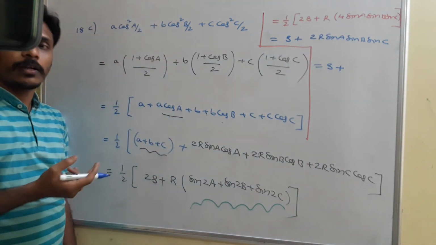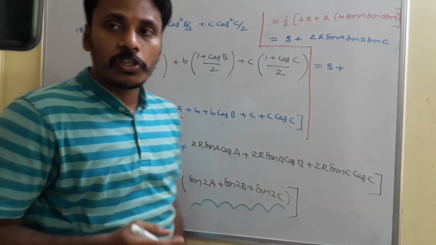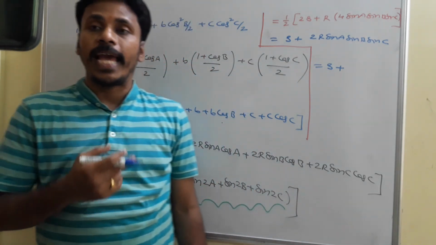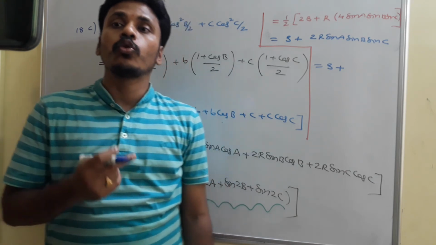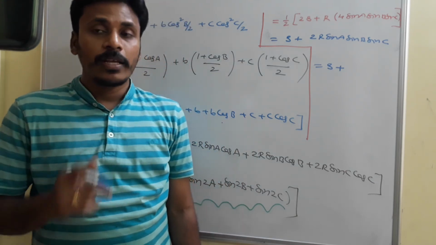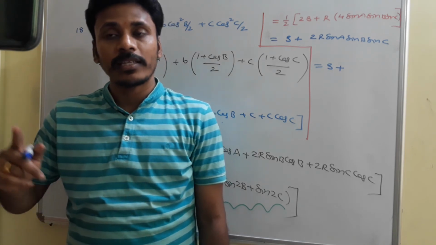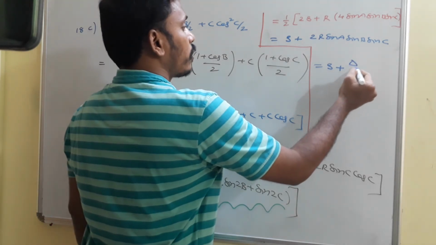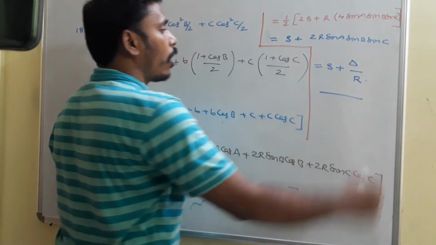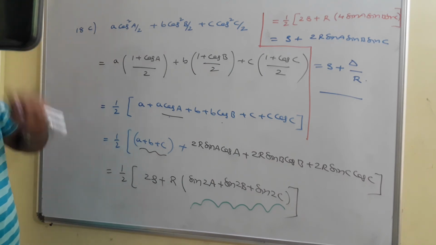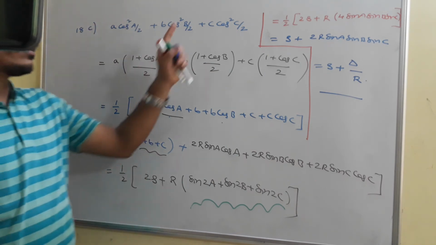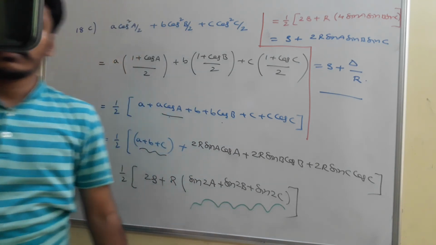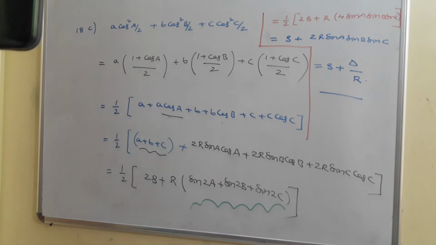sin a sin b sin c is what? Already in the 16th point I mentioned a rule for area delta with respect to the three angles, as delta is equal to 2r square sin a sin b sin c. Since delta is 2r square sin a sin b sin c, 2r sin a sin b sin c is delta by r. So this is simply s plus delta by r. And at the end, a cos square a by 2 plus b cos square b by 2 plus c cos square c by 2 is s plus delta by r. Just think about it, have a look, go for a screenshot.